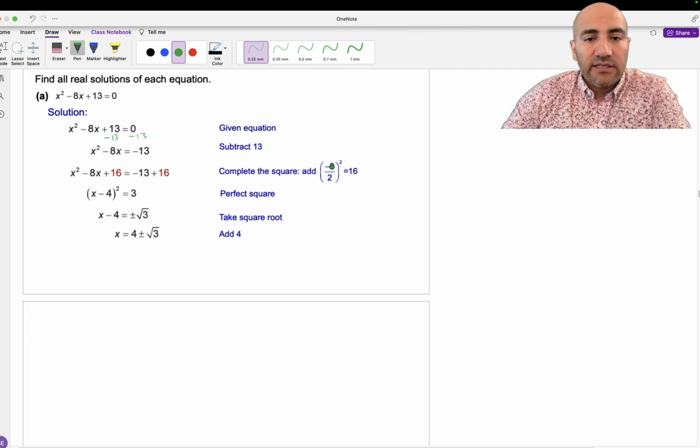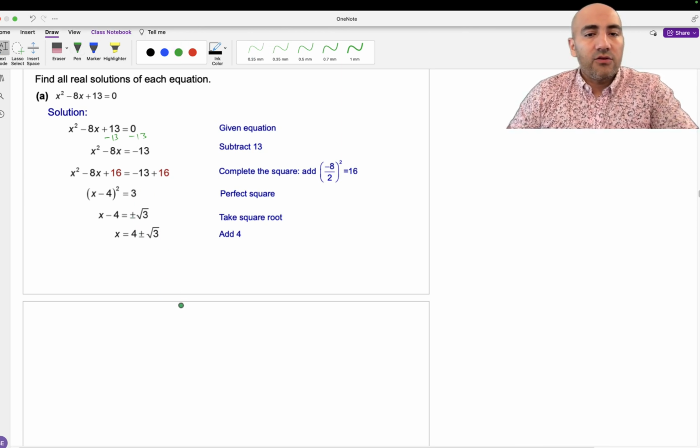Okay, and so yes, the same pattern. Take the minus 8 divided by 2, squared. That's how you knew to do the 16. And then you can factor the left-hand side, take the square root, and then we end up with this guy. And again, you can check both answers work out.